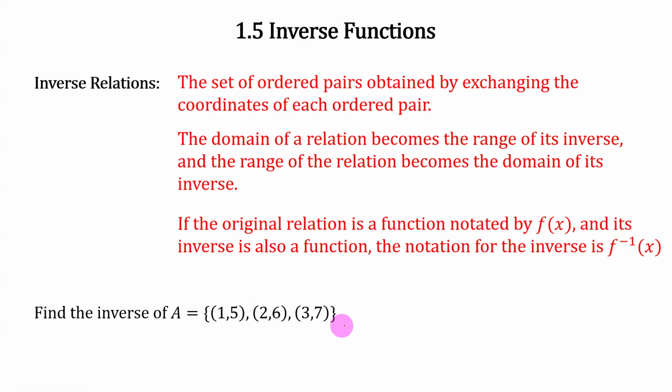Okay, so we're given a set of 3 points, and we're told to find the inverse. Literally all you do is switch the x and the y: (5, 1), (6, 2), and (7, 3). It's going to get more complicated than that, but if you're given a set like that, that's all you do.